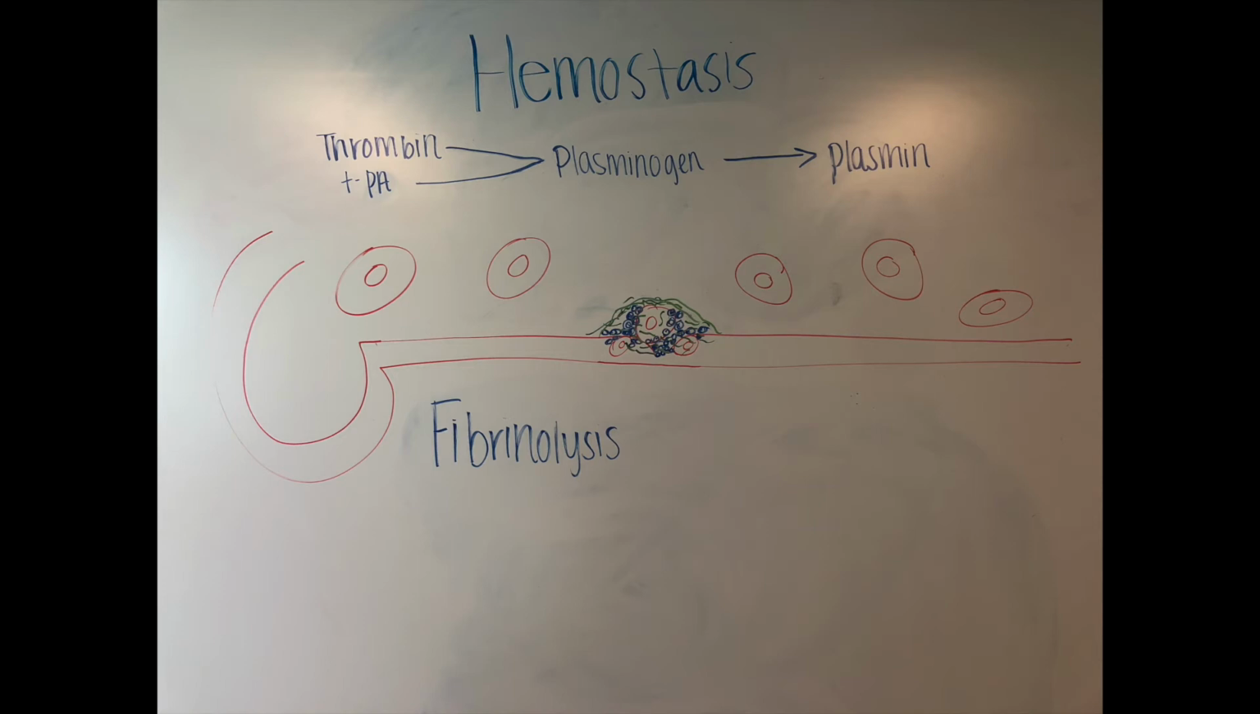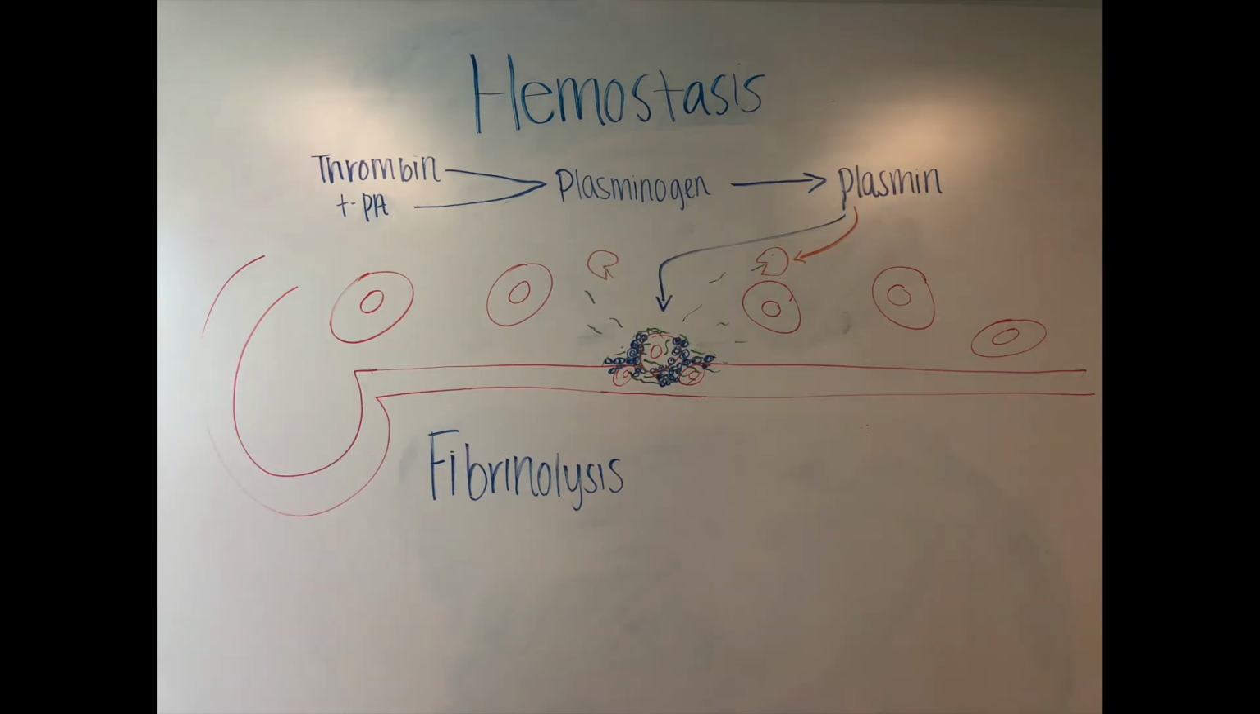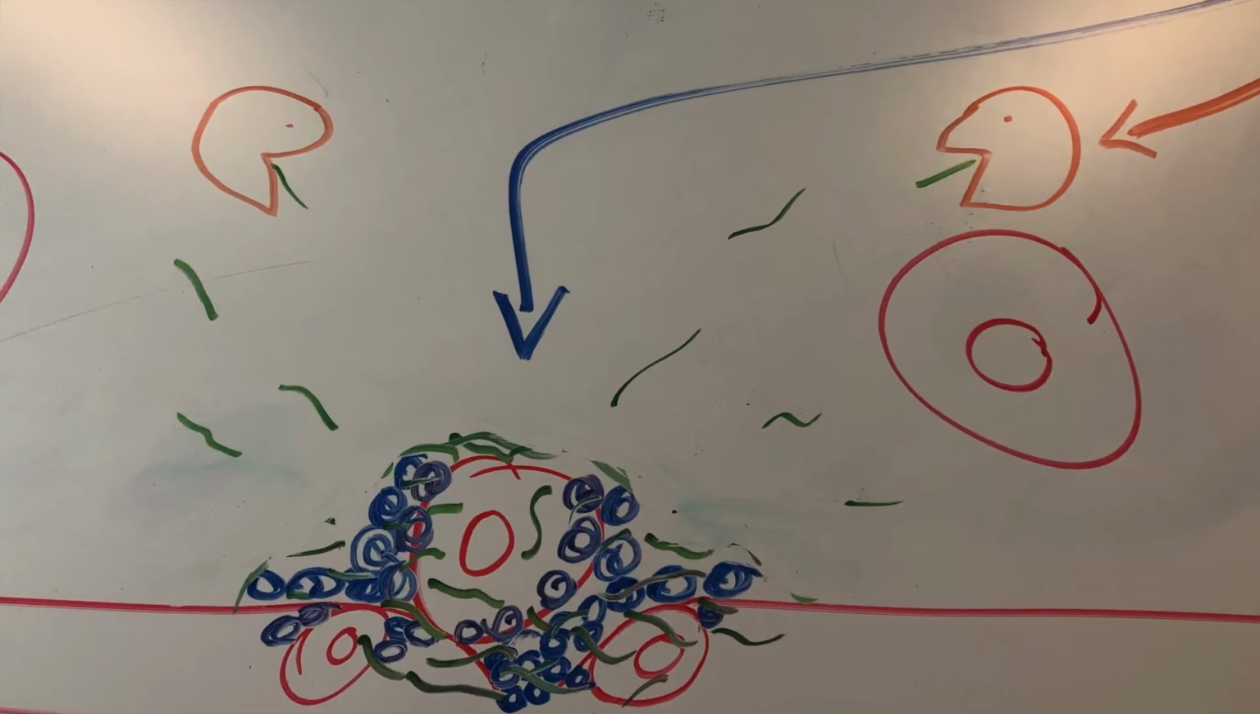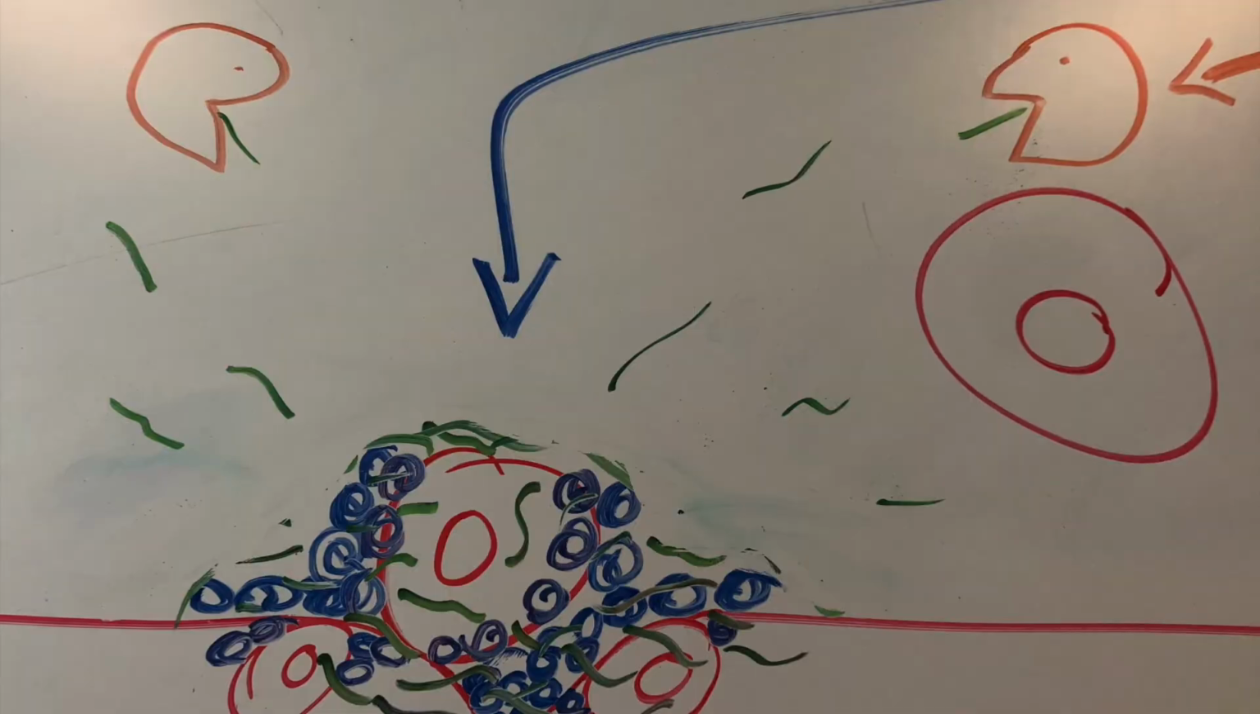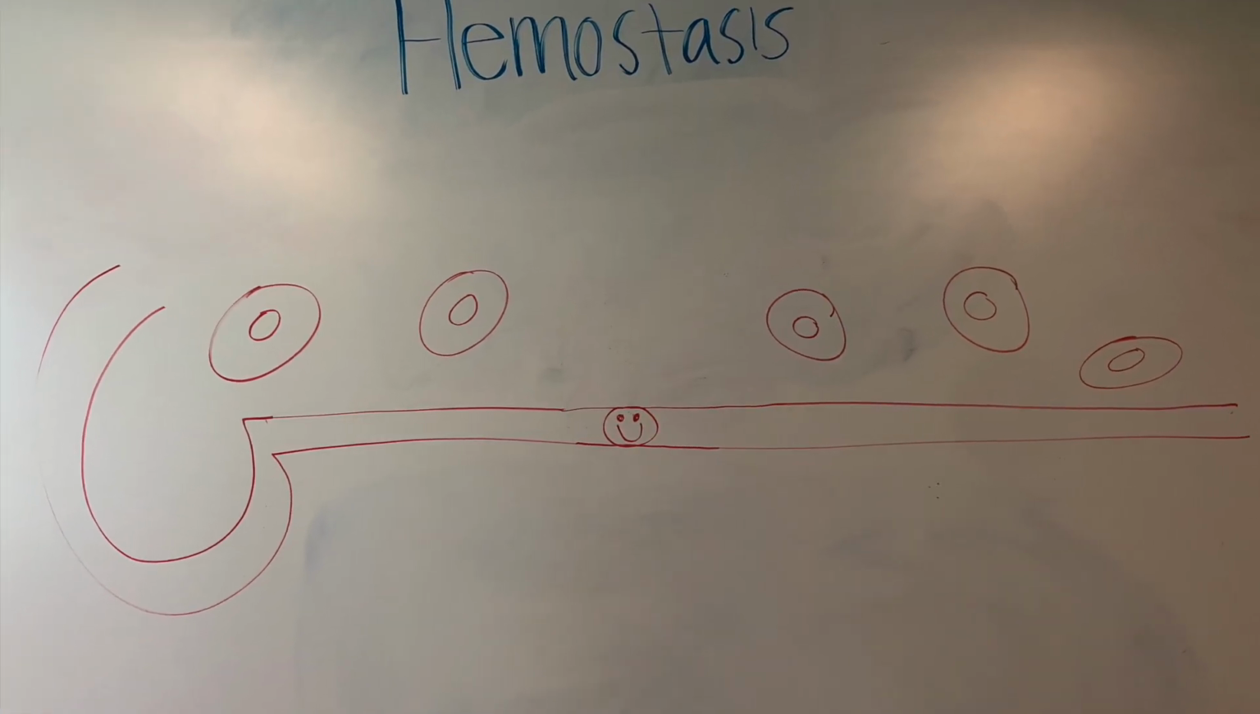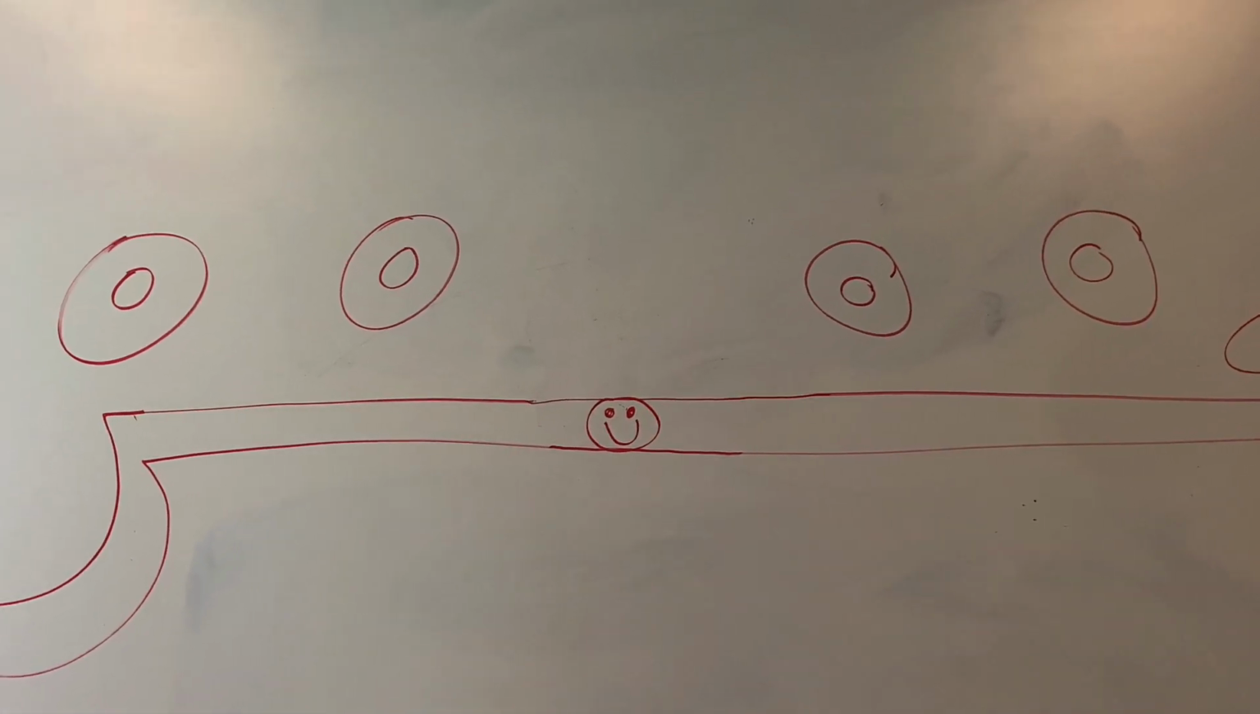Fibrinolysis is the final step in the process. This is where the blood clot dissolves. It begins when thrombin and tissue plasminogen activator activate the proenzyme plasminogen. This stimulates the production of plasmin, which eats up the fibrin strands and erodes the clot. After this is completed, we're left with a healthy vessel once again. This is hemostasis.